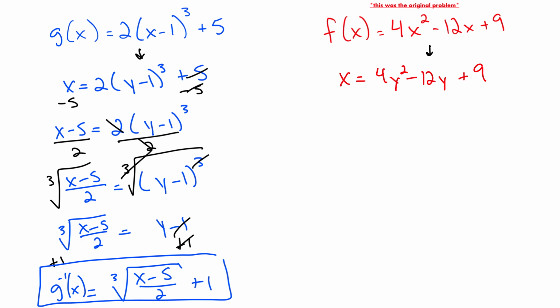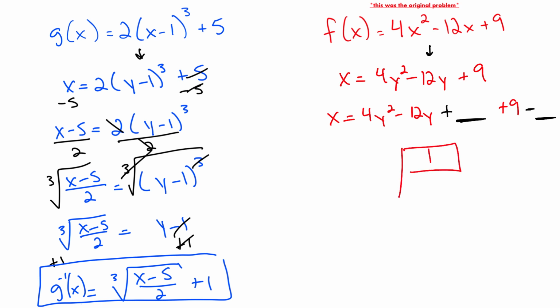So I'm going to rewrite this as x equals 4y squared minus 12y. I'm going to add a number right here such that that will all factor into something squared. Then I'm still going to use that plus 9, and whatever number I add in black, I'm also going to subtract at the same time. I'm going to draw an area model such that the bottom right portion is missing, and that area model has to be a square.